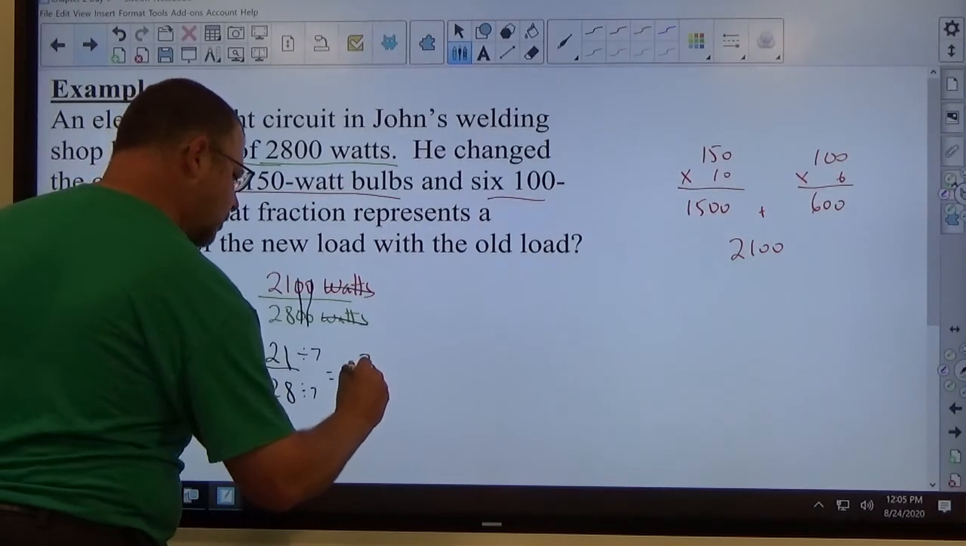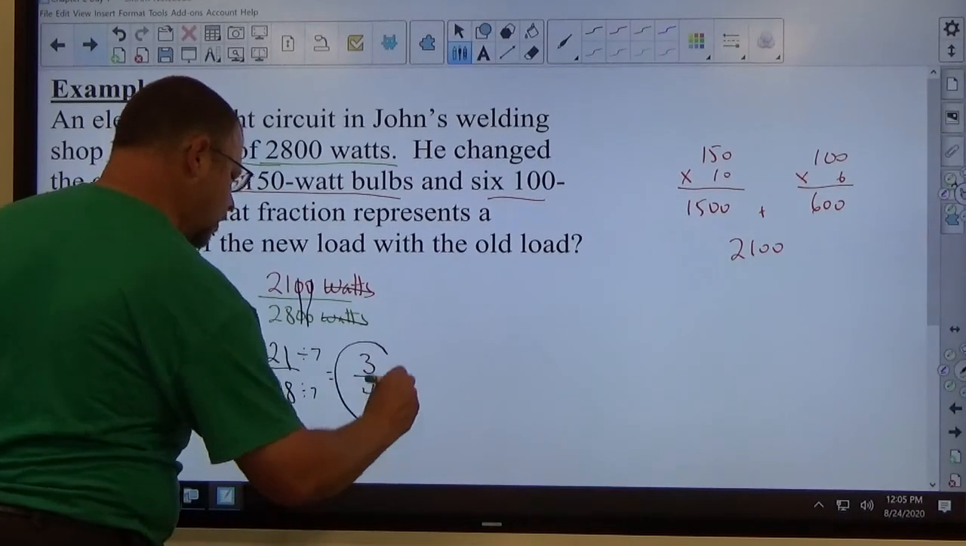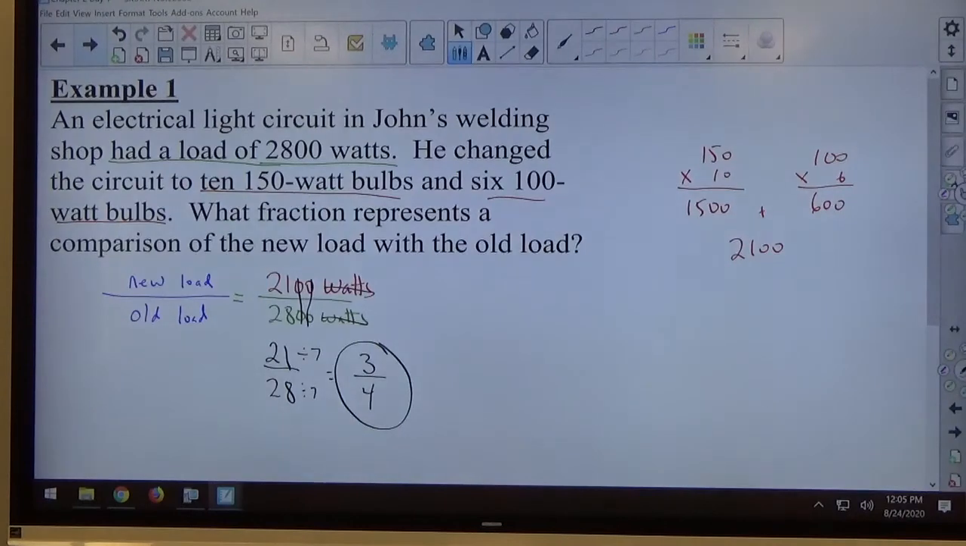21 divided by 7 is 3. 28 divided by 7 is 4. So the fractional representation to compare the new load to the old load, the new load is 3/4 of the old load.